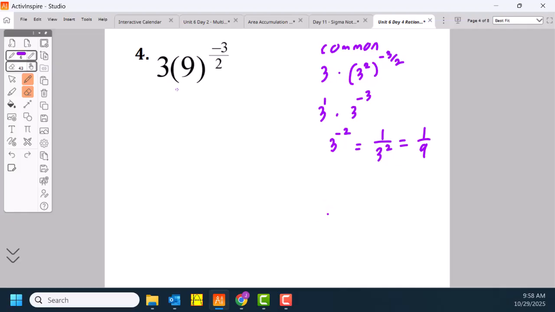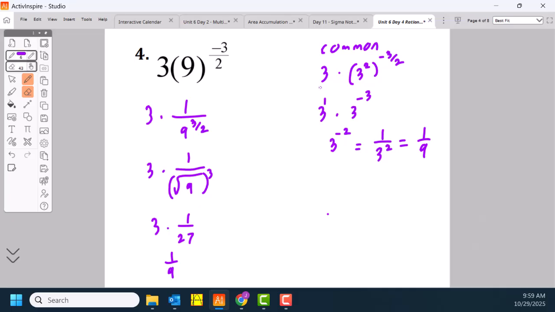We could also just make a radical and simplify. So we have 3 times 1 over 9 to the 3 halves. So 3 times 1 over the square root of 9 cubed. Square root of 9 is 3. 3 cubed is 27, so 3 times 1 over 27, which is 1 over 9. Both of them give us the same answer. It's up to you to choose which one you think is the best.